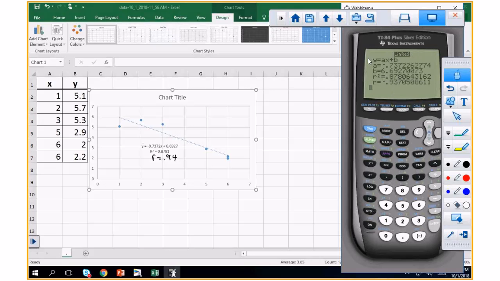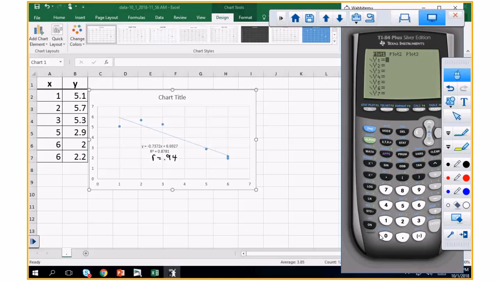All right. So y is equal to negative 0.7372x plus what? 6.69. So you need to write that down because it's not on your calculator like the Excel spreadsheet does it. So you got to go, okay, a is that. So that's negative 0.7372 plus 6.6927.